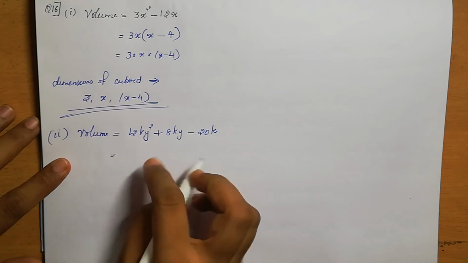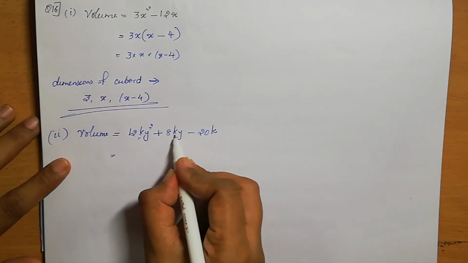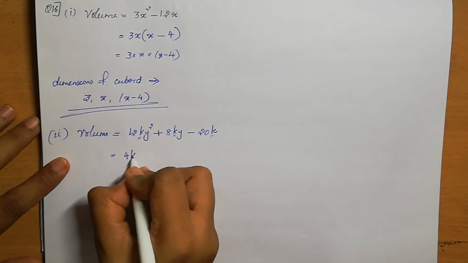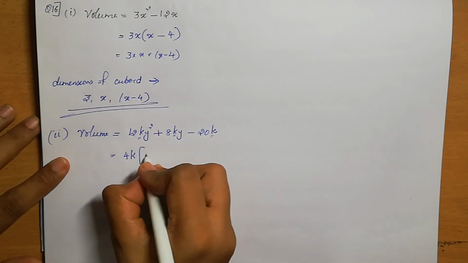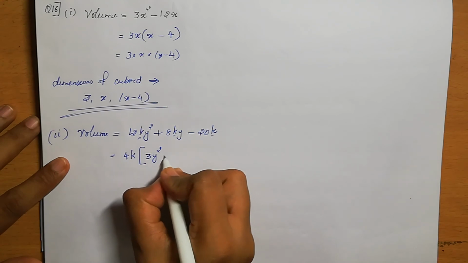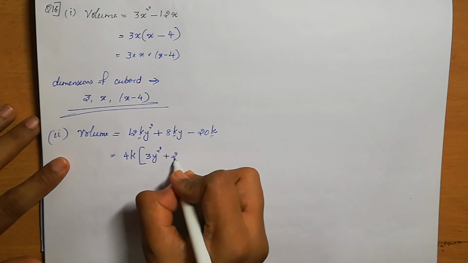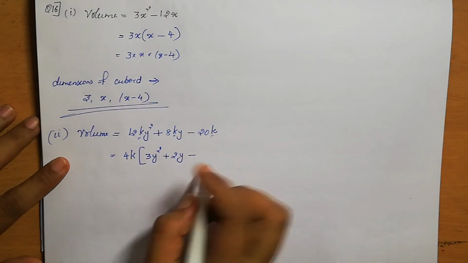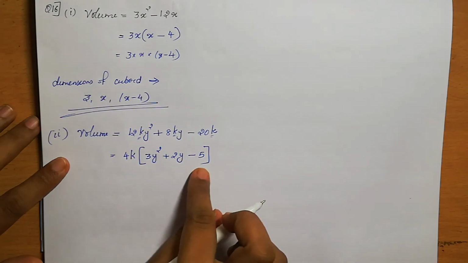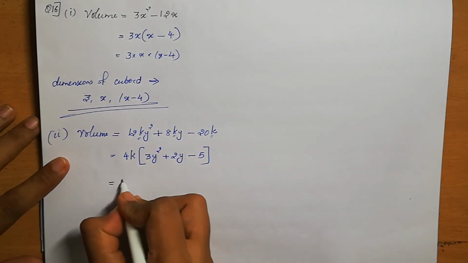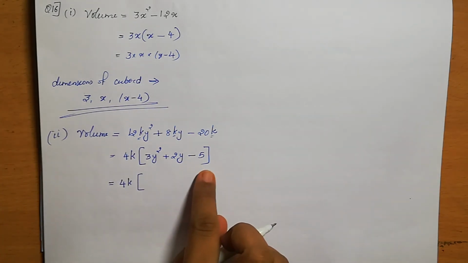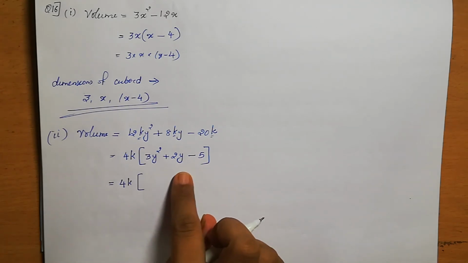Which one is common from these terms? k is there, right? In all the 3 terms k is there. Then we can take 4 also common. That means 4k is common. What is remaining? 4 into 3, that means 3y square. Again k is common, so what is remaining? 8 by 4 is 2y, minus, again 20 by 4 is 5, k by k is 1 only. So 3y square plus 2y minus 5, right? So this is equal to 4k into 3y square plus 2y minus 5. Here we can simplify this middle term.